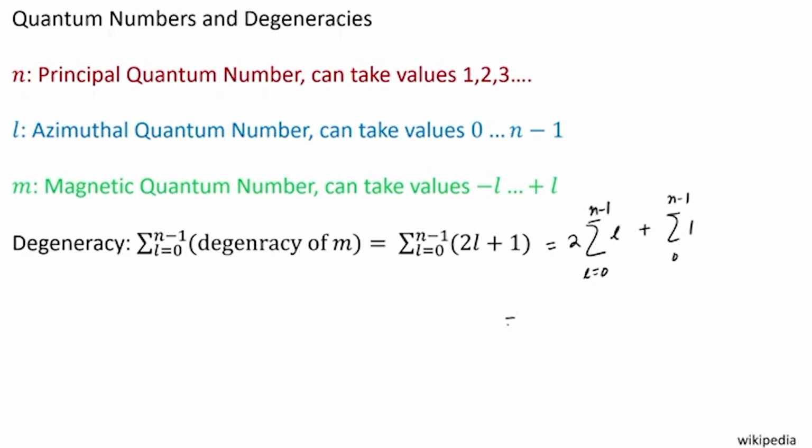Now, summing numbers from 1 to n gives n into n plus 1 by 2, but from 0 to n minus 1, it will be n minus 1 into n by 2, and then you are simply summing up 1, n times, which gives you n. So, the 2 will cancel and you have n squared minus n plus n. So, this becomes simply n squared. Each of the states of the hydrogen atom is n squared fold degenerate.